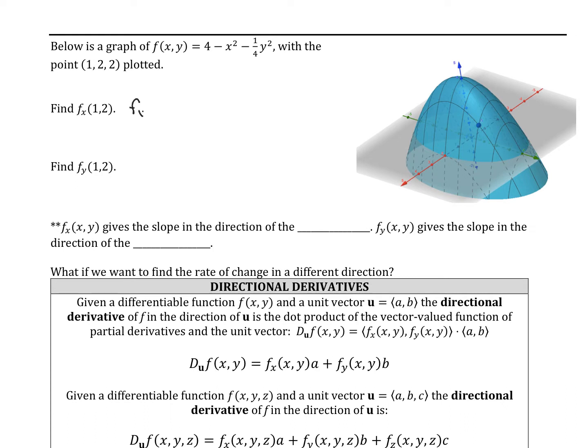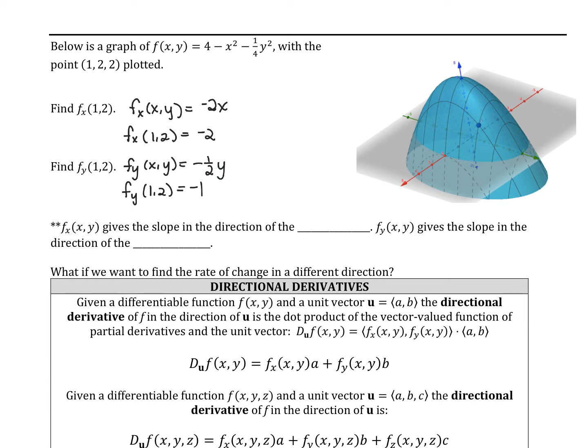And let's start with the general partial derivative at any point x, y. The partial with respect to x would be negative 2x. So when I plug in the point (1, 2), we get negative 2 times 1, or just negative 2. And if we find the partial with respect to y, the general equation, we would get negative 2/4 y, or negative 1/2 y. And so when I plug in the point (1, 2), the partial with respect to y is negative 1.